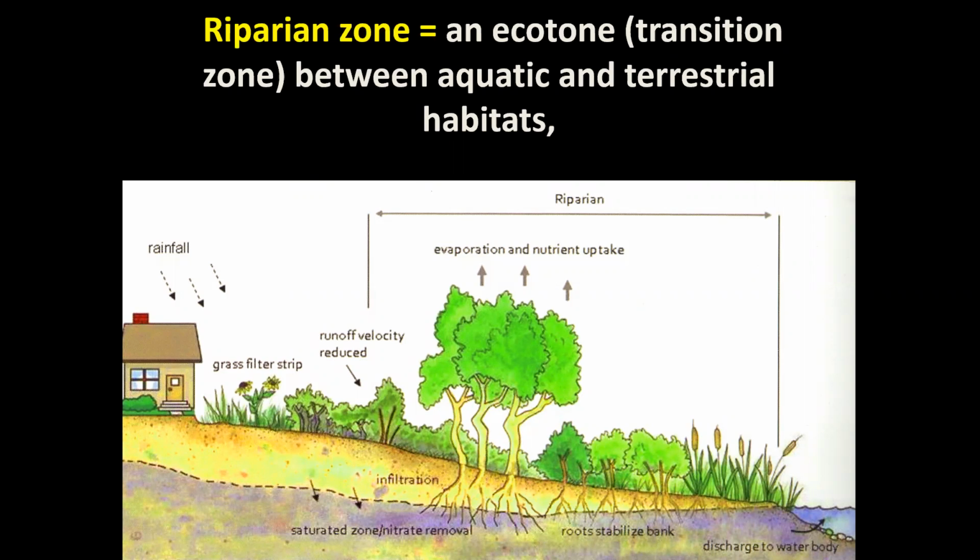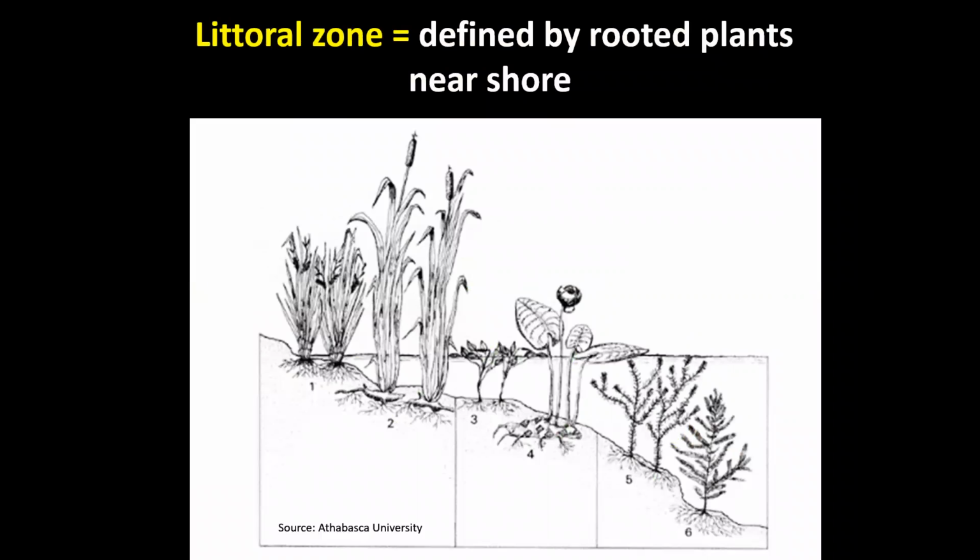soil. And it extends into the littoral zone, which is defined by the kinds of rooted plants. So you have emergent plants, more on the terrestrial side, such as cattails and sedges and things. Then the floating leaves, such as the water lilies, and then the submerged rooted plants, such as various pondweeds, like in the genus Potamogeton.